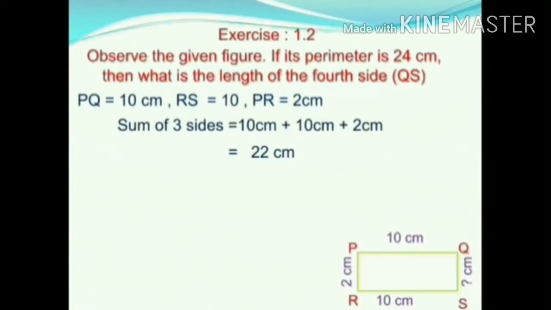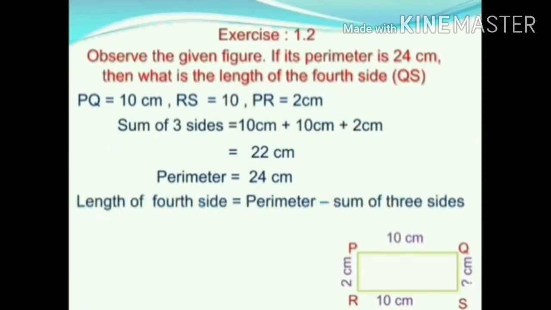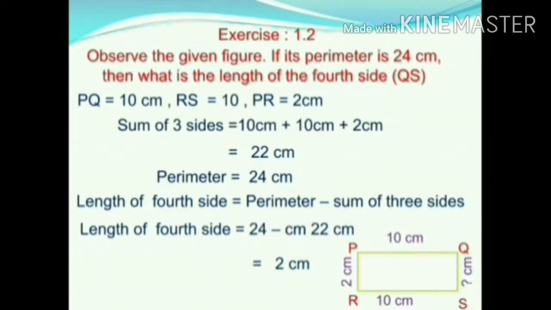Now we should find out the length of the fourth side. The perimeter is equal to 24 cm. Now we should subtract the sum of three sides from its perimeter. Length of fourth side is equal to perimeter minus sum of three sides. Perimeter is 24 cm and sum of three sides is 22 cm. 24 cm minus 22 cm is equal to 2 cm. Length of the fourth side is equal to 2 cm.